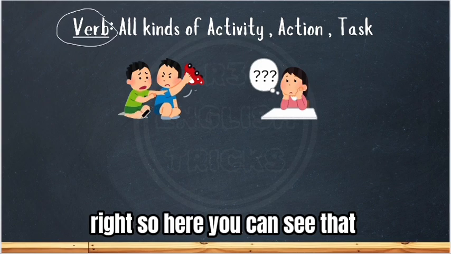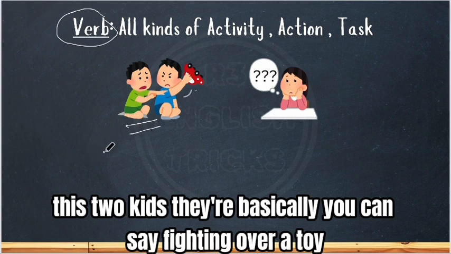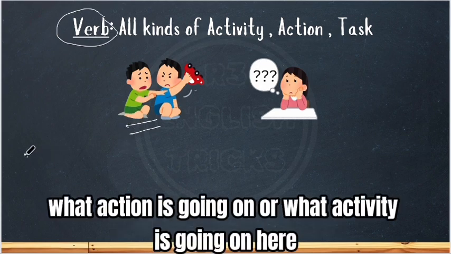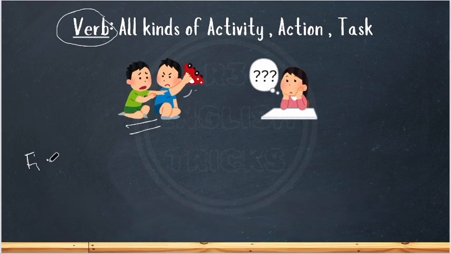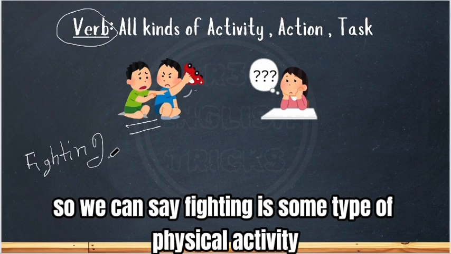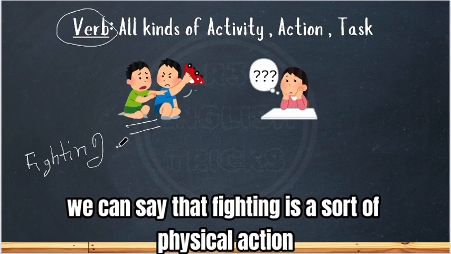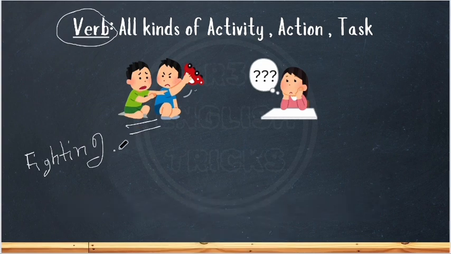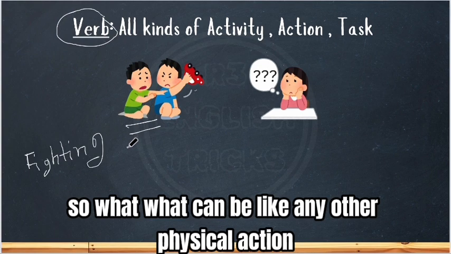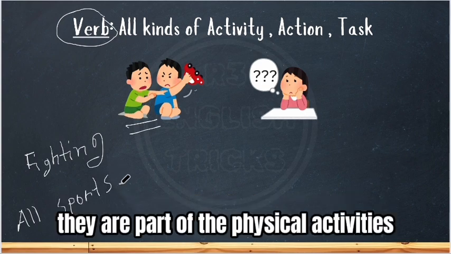So here you can see in this picture on the left, these two kids are basically fighting over a toy. So what action is going on here? It's fighting, right? So they're fighting. We can say fighting is some type of physical action. What can be any other physical action? For example, all kinds of sports that we play. They are part of the physical activities.